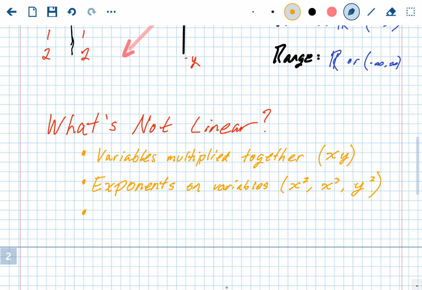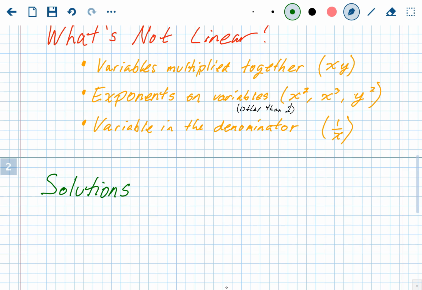And the third thing is if you have a variable in the denominator. Now this isn't to be confused with a fractional coefficient. You could have a fraction in front of a variable, but you can't have a variable in the denominator. So if you ever see something like 1 over x, that would not be linear. But if you have something like 1/2 times x, that is linear. It just depends if that variable is actually in the denominator or if it's next to the fraction.